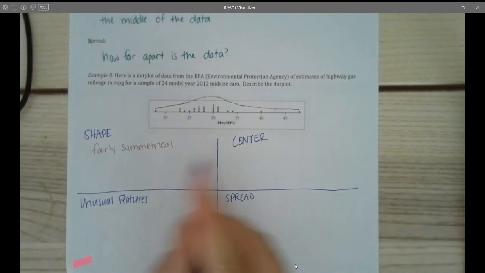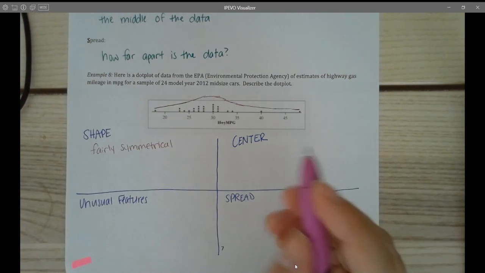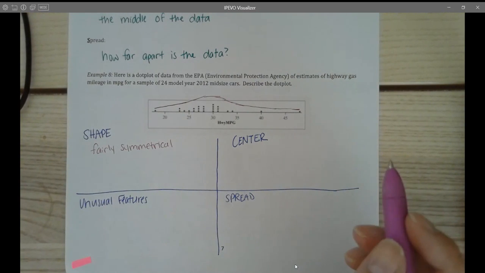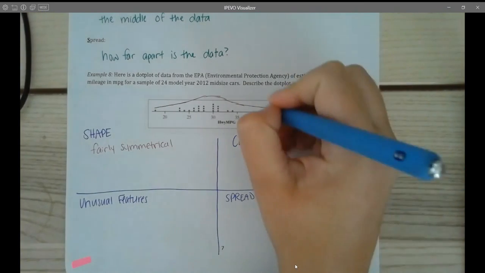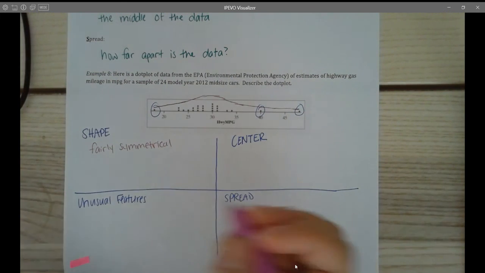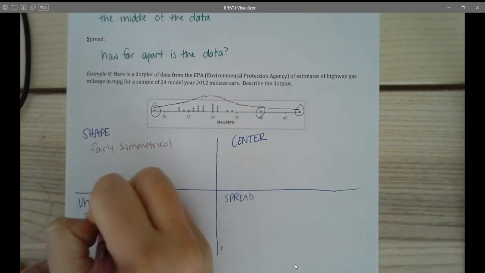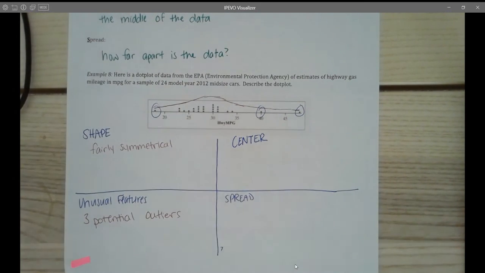And for now, since we're still learning about these, I'm just going to list them. I think it'll be easier to do it that way. Okay, unusual features. Do we see any outliers? I'm noticing this guy over here. Even this one looks a little bit of an outlier. That one might be an outlier. We are going to have an actual formula for outliers. That will come later. So we think there are 3 potential outliers. If you mention that there's outliers, you don't need to mention the gap, because the reason you know they're outliers is because there's a gap.